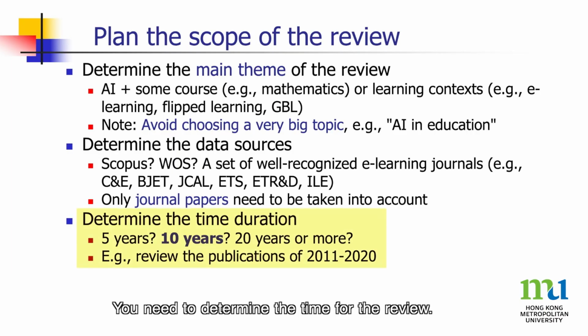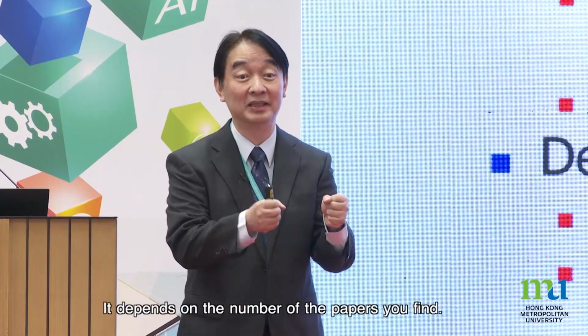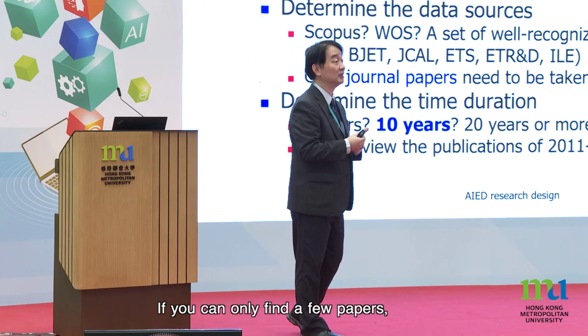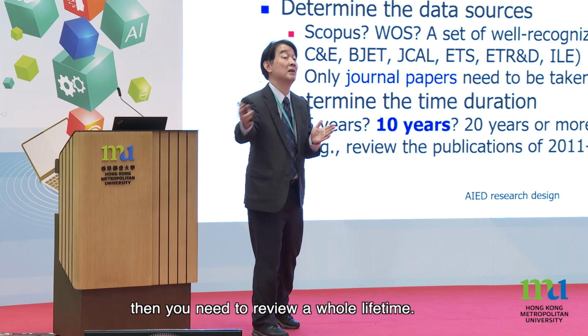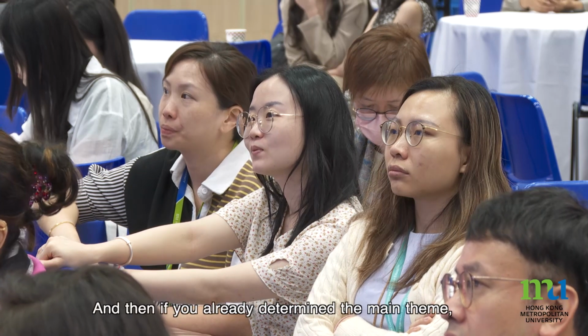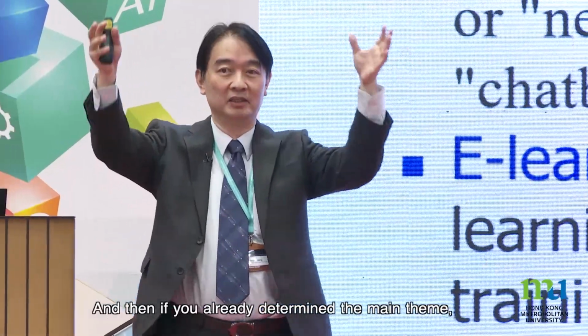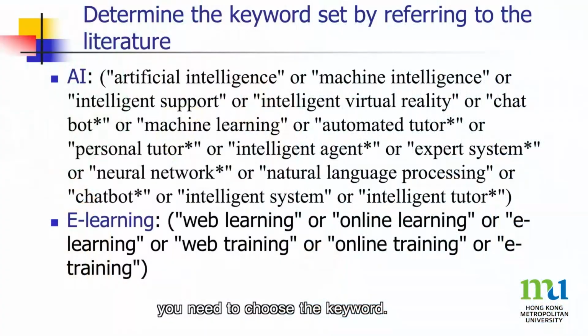You need to determine the time for the review: the past 10 years, or the past 5 years, or the past 20 years, or the whole lifetime. It depends on the number of papers you find. If you can only find a few papers, then you need to review the whole lifetime. So it depends.